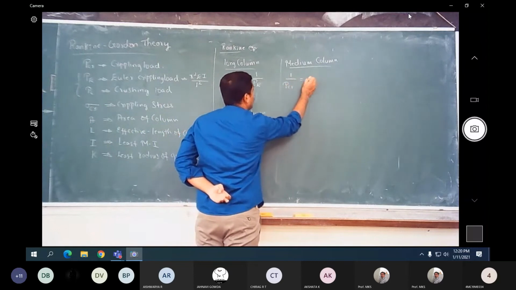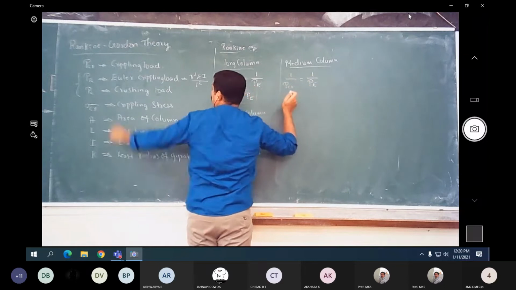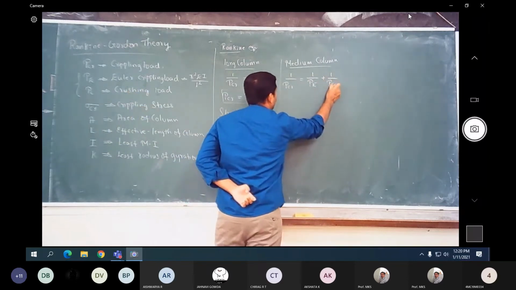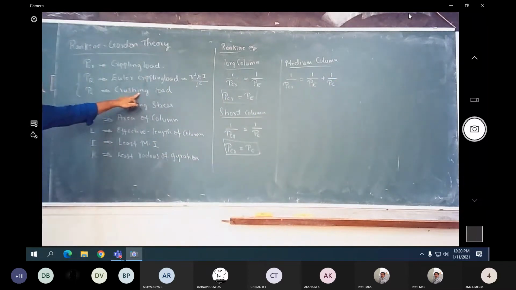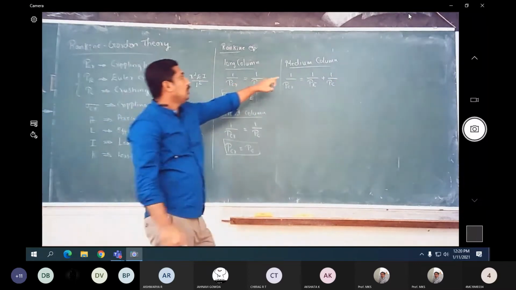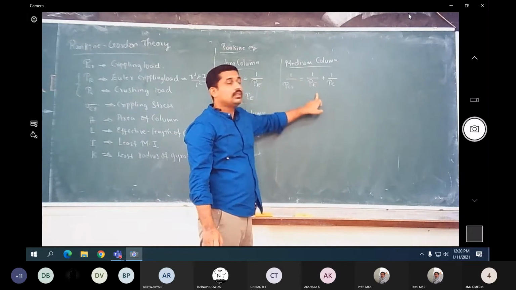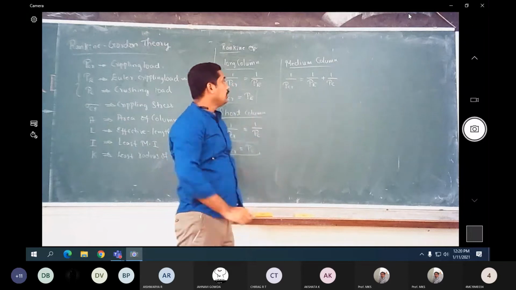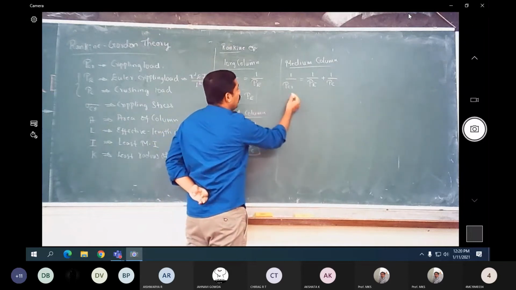1 by PCR, that is crippling load, will be equal to the sum of the crippling load plus the crushing force. The medium column fails under both Euler, that is buckling load, as well as the crushing load. So we are going to find the expression for crippling load for a medium column.